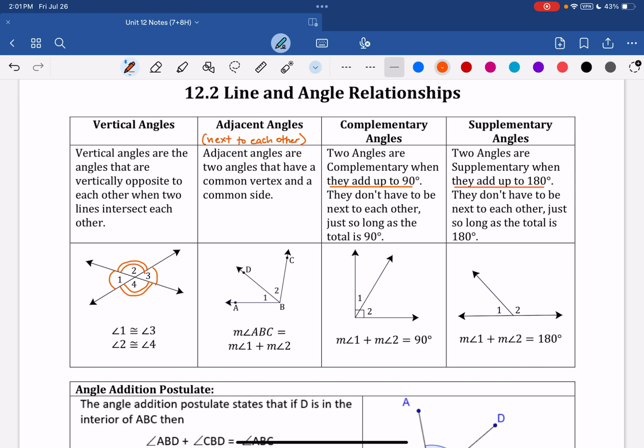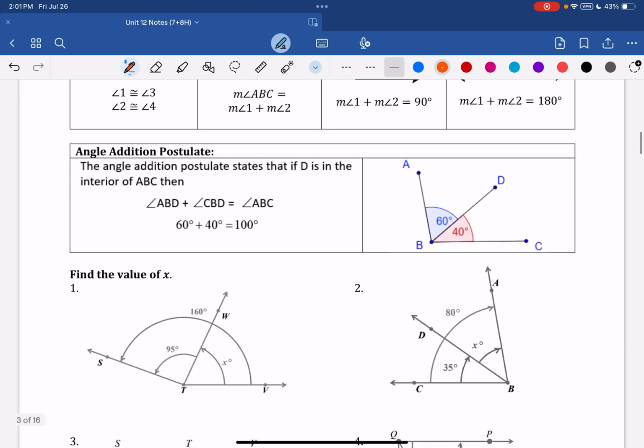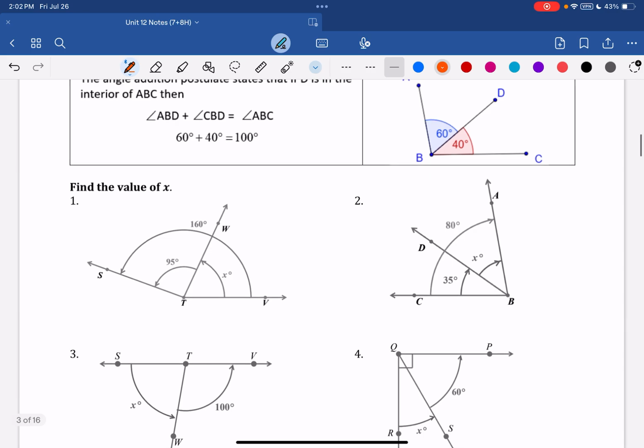The angle addition postulate says that if D is in the interior of angle ABC, basically you can add angles together to get the bigger angle. So in this example, we have angle ABD and angle DBC, 60 and 40. When you add them together, the whole big angle is 100 degrees. So you could also subtract.